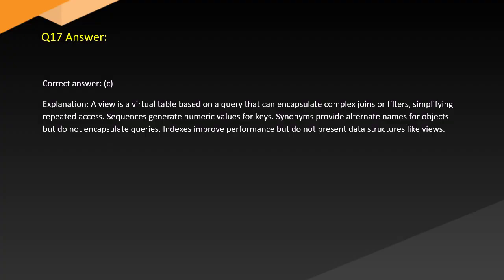A view is a virtual table based on a query that can encapsulate complex joins or filters, simplifying repeated access. Sequences generate numeric values for keys. Synonyms provide alternate names for objects but do not encapsulate queries. Indexes improve performance but do not present data structures like views.